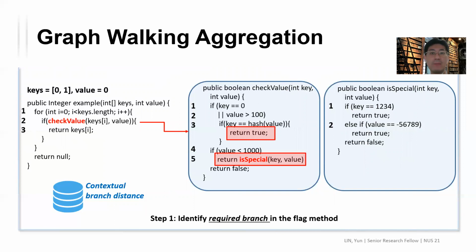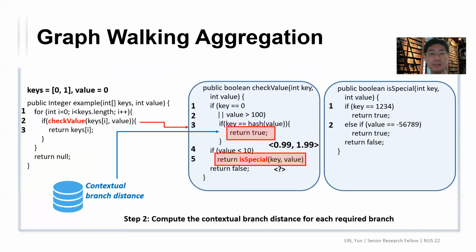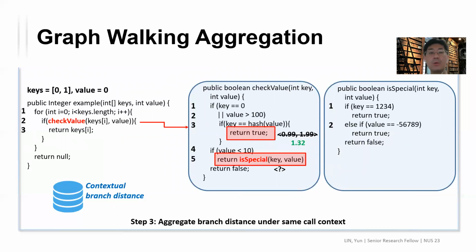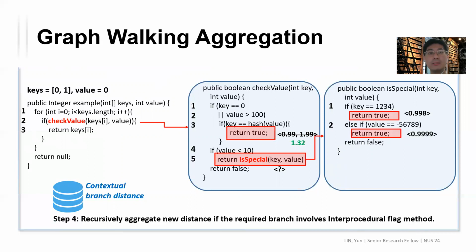The first step is to identify all the required branches in the flag method. Then we assign the contextual branch distance for each required branch. Note that the required branch can have multiple contexts, thus they may have multiple branch distances. Next, we aggregate multiple branch distances into one branch distance. I will explain more aggregation details later. However, some required flags can further involve a new interprocedural flag problem. In this case, we recursively identify their required flags and investigate the contextual branch distance of their corresponding required branches.